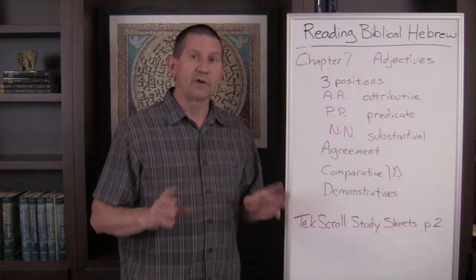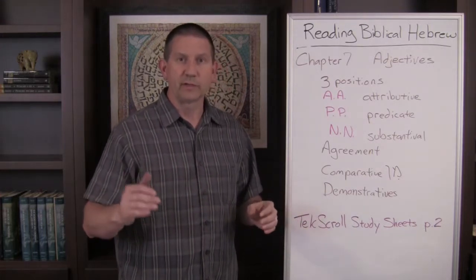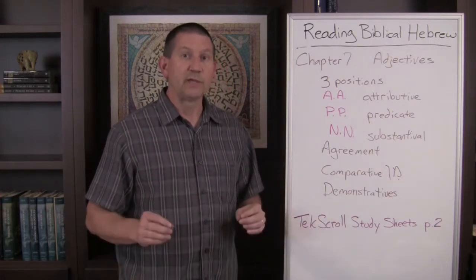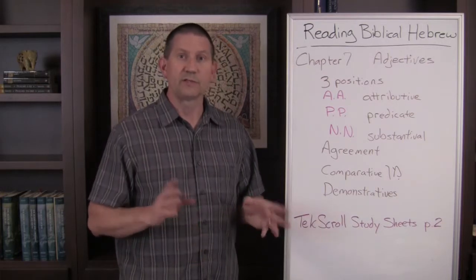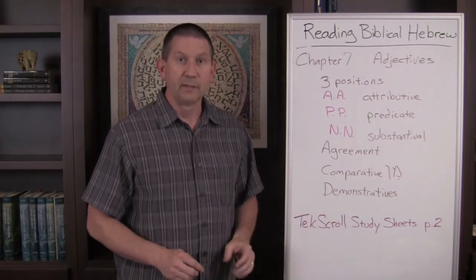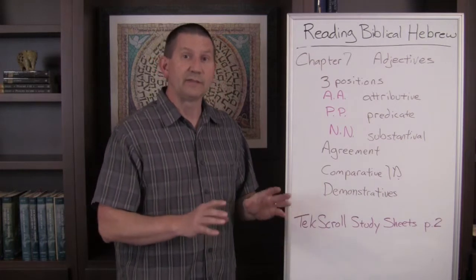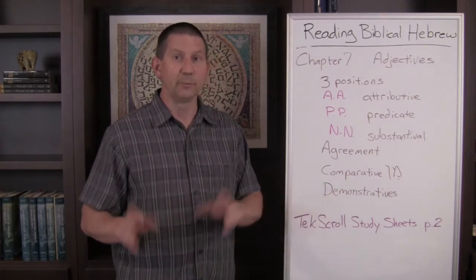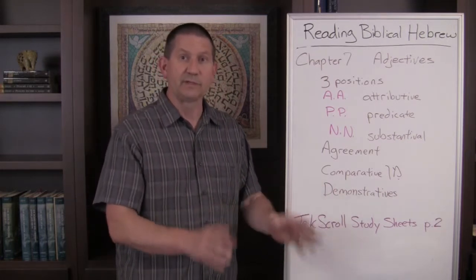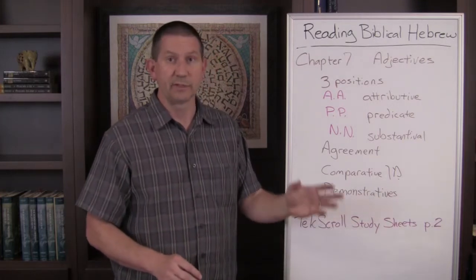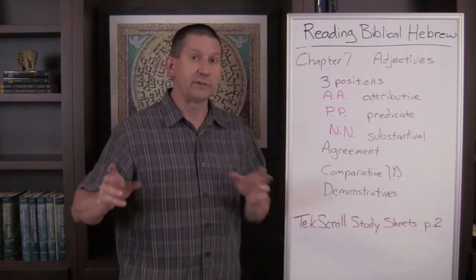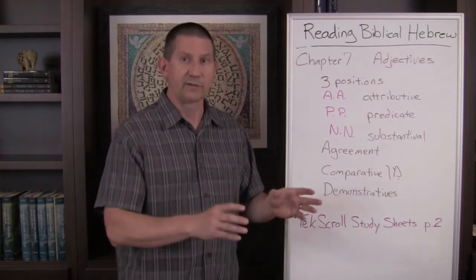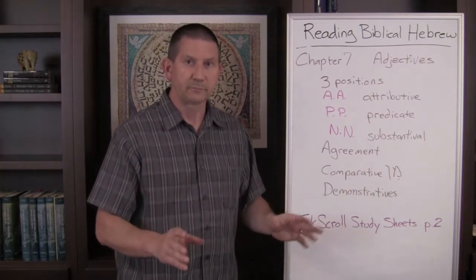How can we tell if our adjective is attributive, predicate, or substantival? Well, it's based partly on agreement and partly on its position relative to the noun. Now, all adjectives agree with the noun that they modify, both in gender and in number. So if our noun is feminine and singular, our adjective is going to be feminine and singular. If our noun is masculine and plural, the adjective is going to be masculine and plural, and so forth.